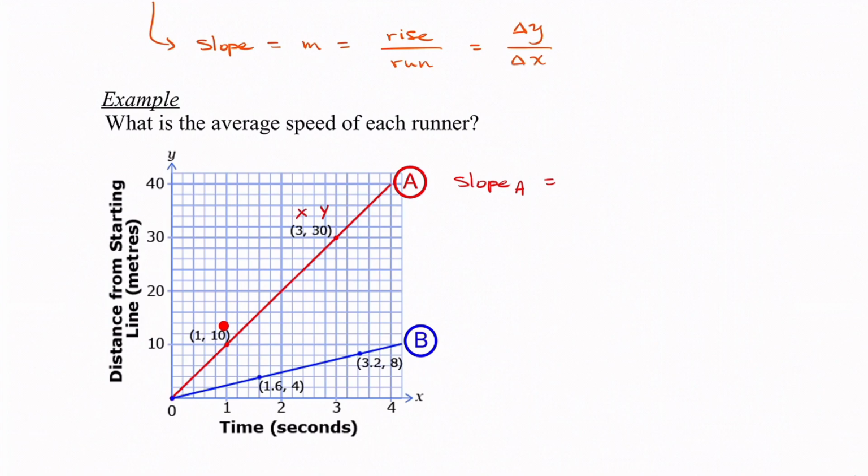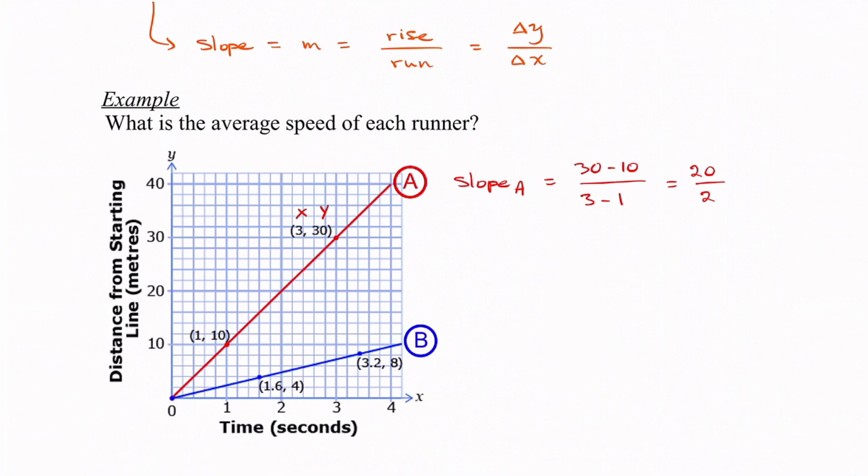So our y went from 10 up to 30. I'm just going to subtract those two to figure out how much of a change there was. And then our x's went from a 1 to a 3. So I'll subtract those two. 30 minus 10 is going to give me 20. And then 3 minus 1, that gives me 2.